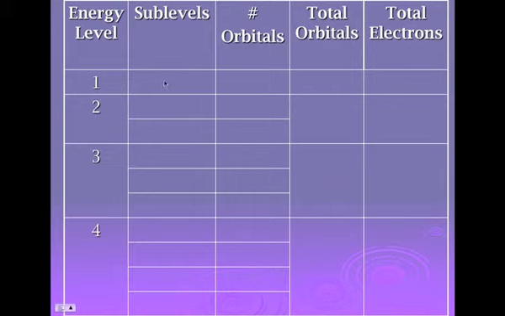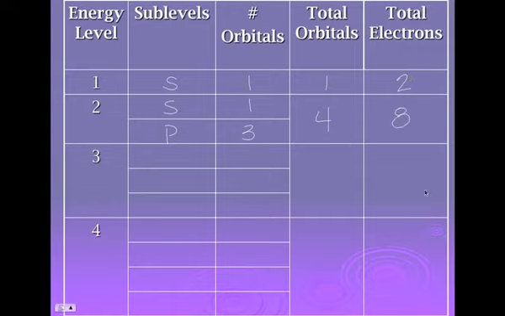Energy level 1, we already said it has one sublevel, and that sublevel is S. The number of orbitals that an S sublevel can have is only 1. Therefore, the total orbitals on this particular energy level is 1. And to find your total number of electrons, you take the total number of orbitals and multiply by 2. So you get a 2. Energy level 2, you can have an S and a P. The S's have 1 orbital, the P's have 3. Total orbitals is 4. Total electrons, 4 times 2, you can have 8.